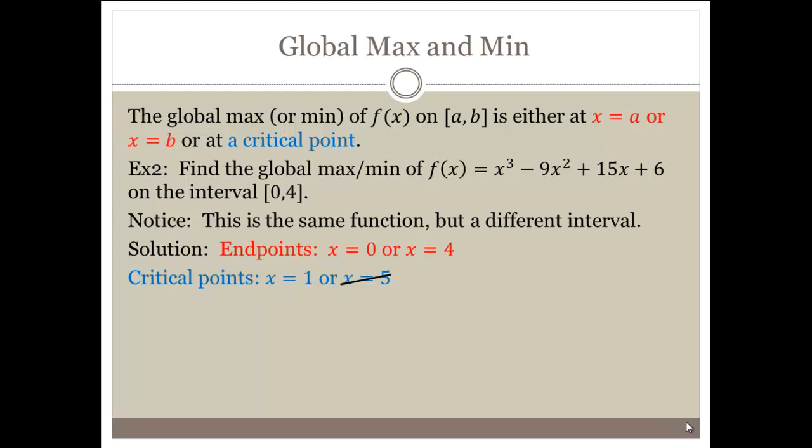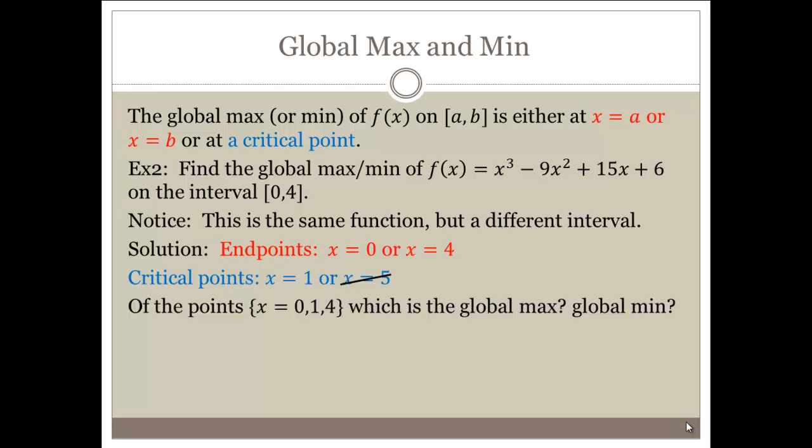So now the question is, of the points x equals 0, 1, and 4, which is the global max and which is the global min? Again, to find this out, we need to evaluate our function at these points. We already found that f of 0 is 6 and f of 1 is 13, so all that's left to find is f of 4. Evaluating f of x at x equals 4, we find that f of 4 equals negative 14.